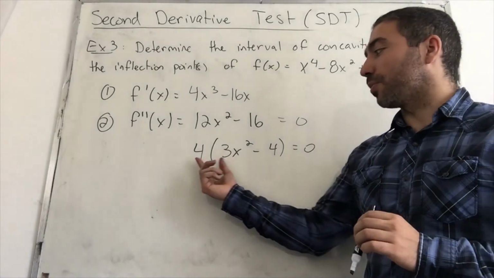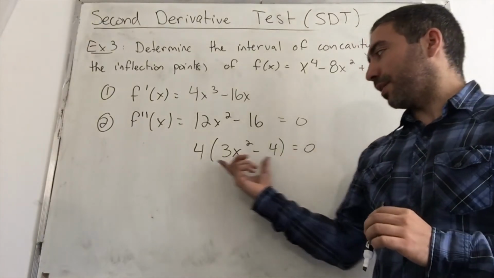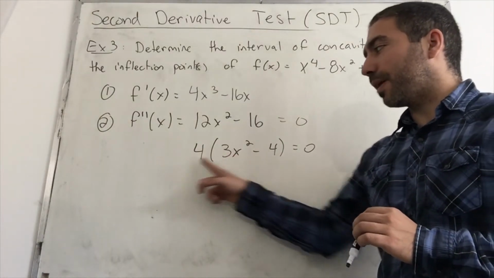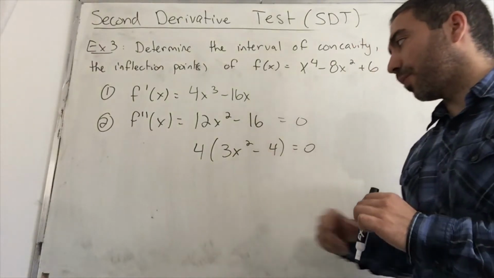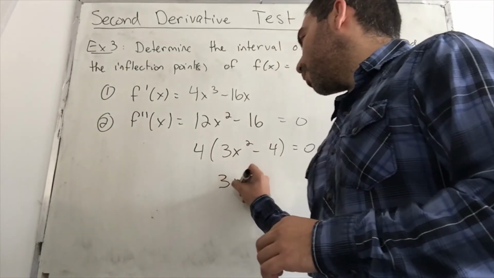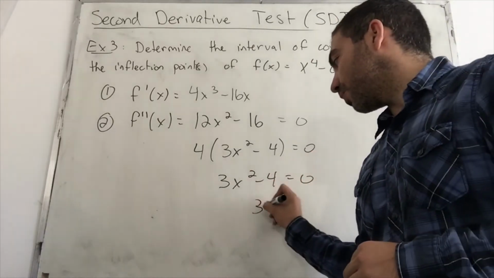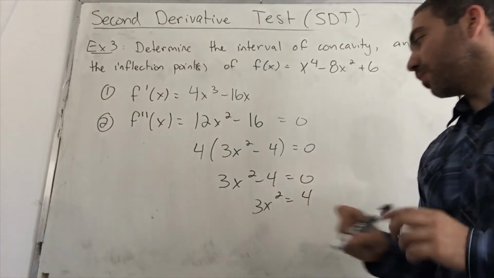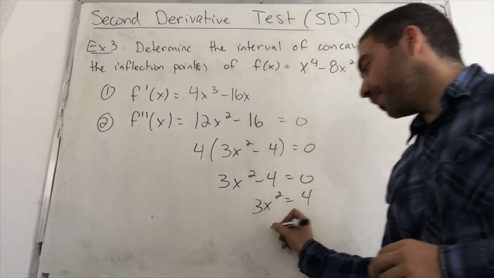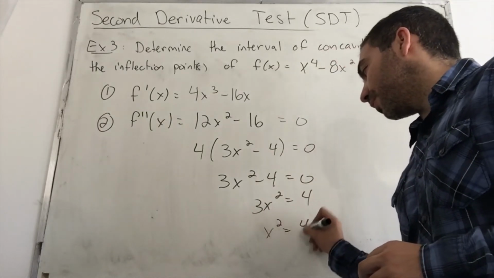Now we can use the zero product law. You can use difference of squares here, but I think the zero product law is the way to go. Or divide both sides by 4. That's another way. So if we divide both sides by 4, we get 3x squared minus 4 equals 0. Bring the 4 over, we get 3x squared equals positive 4. And now divide both sides by 3, giving us x squared equals 4/3.